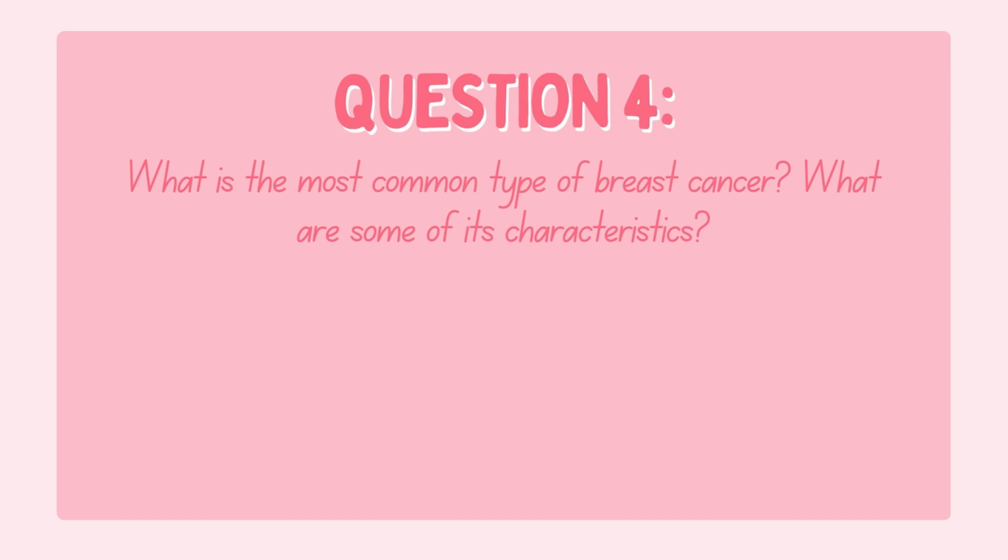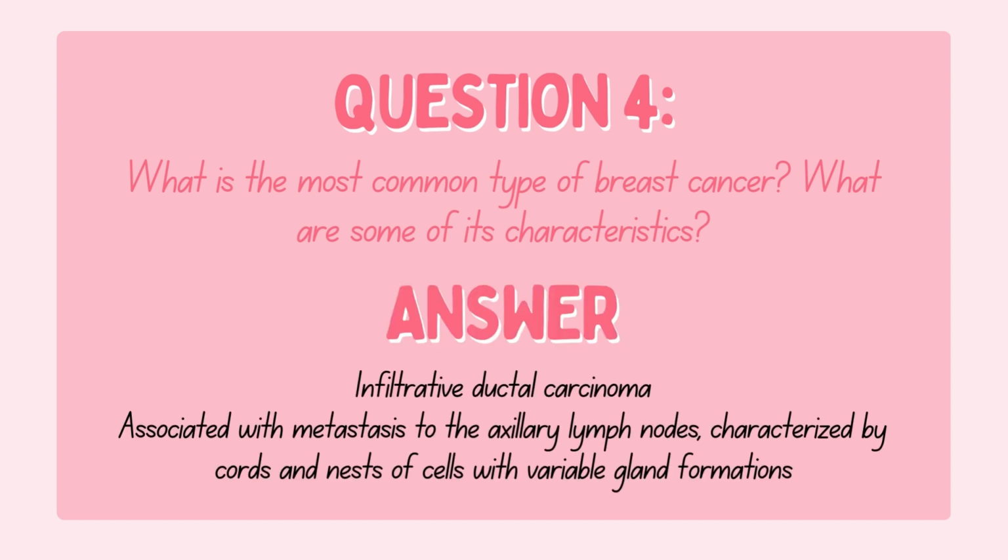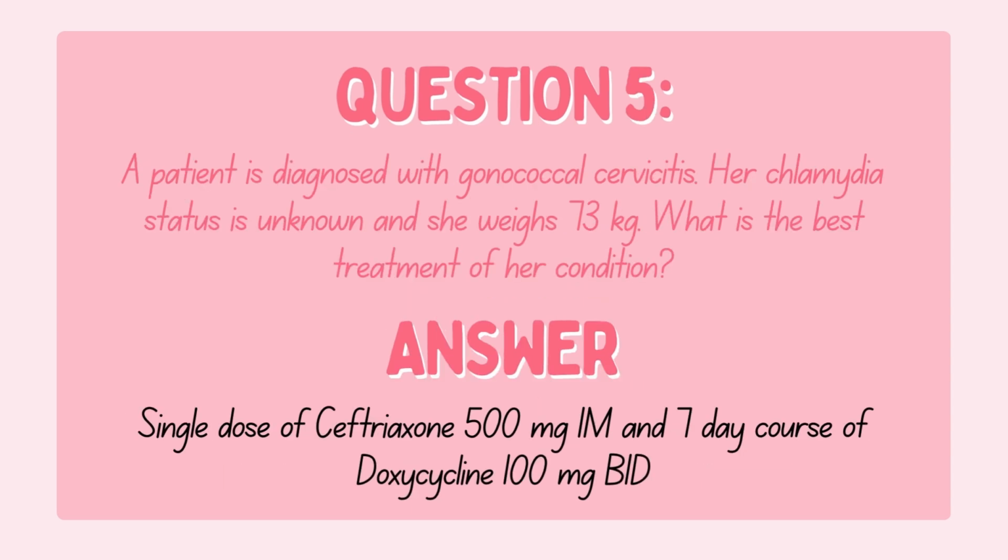Question 4. What is the most common type of breast cancer, and what are some of its characteristics? You can pause, but I will give the answer in 3, 2, and 1. Infiltrative ductal carcinoma is the most common type of breast cancer, and it's associated with metastasis to the axillary lymph nodes and is characterized by cords and nests of cells with variable gland formations.